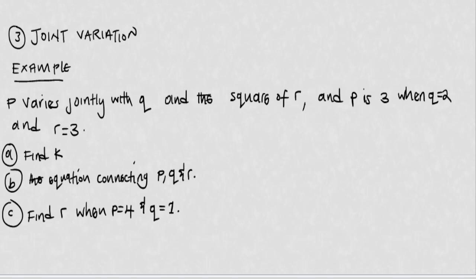It can be x, y, z, it can be p, q, r, it can be a, b, c. So now how do we go about this one? Follow me. So we have p varies jointly with q. So this is what I'm going to do.